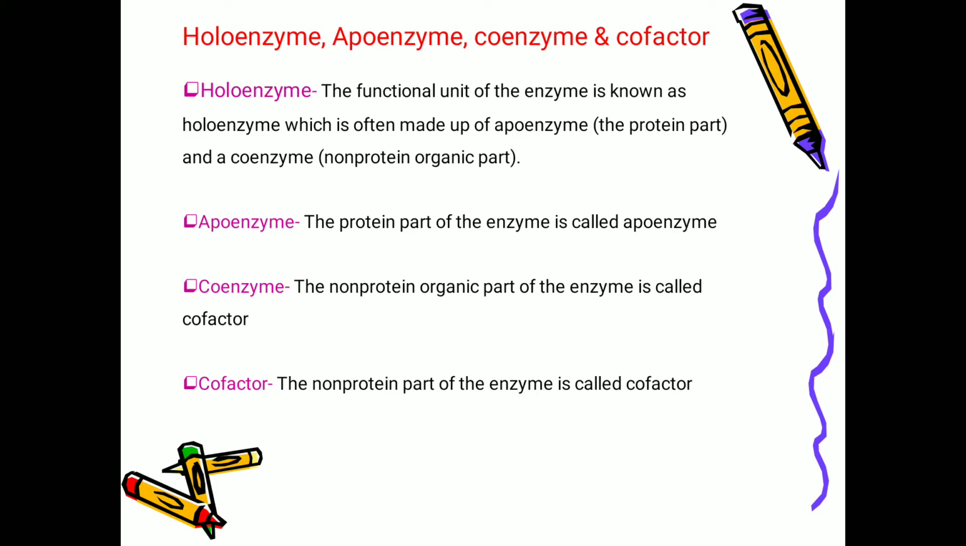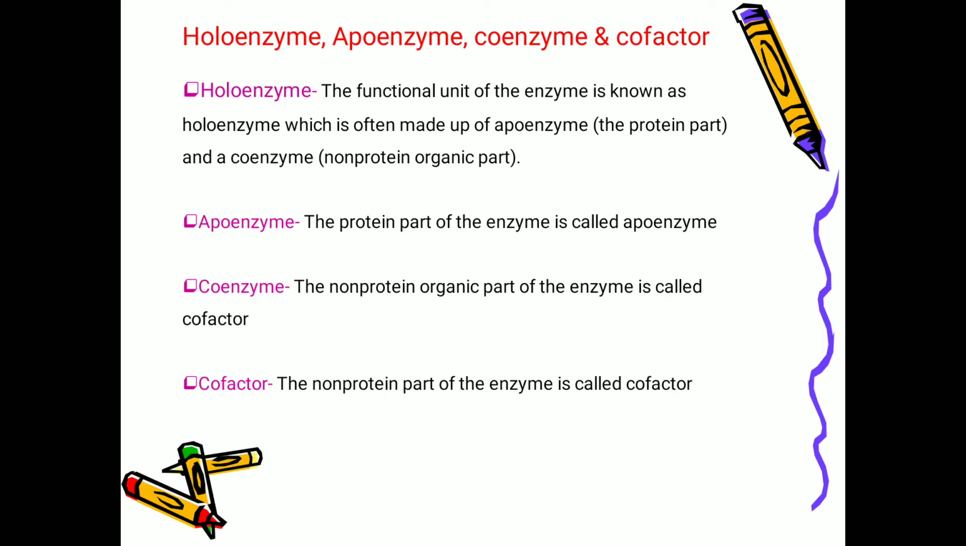Holoenzyme, the definition for this is the functional unit of the enzyme, which is often made up of apoenzyme, that is the protein part, and a coenzyme, the non-protein organic part. Both the protein and non-protein parts of the enzyme together are considered the holoenzyme, which is required for the enzyme catalysis of the reactions.